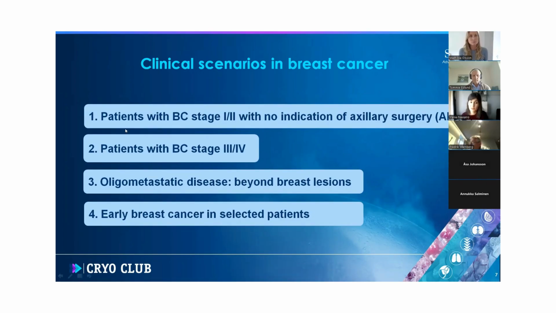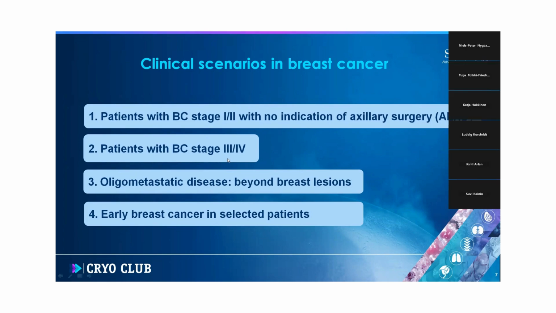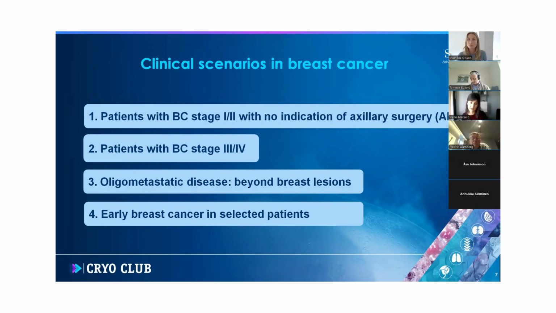First, we're going to see patients with breast cancer stages 1 and 2 with no indication of axillary surgery. Then we're going to see stages 3 and 4. Then we're also going to show you how we can treat local metastases in the breast with cryoablation. And lastly, we'll see early breast cancer in selected patients. So let's start with the first group.